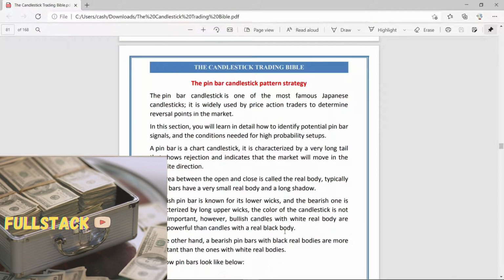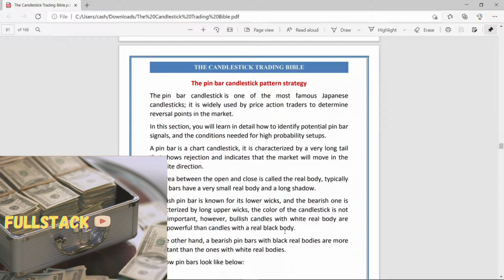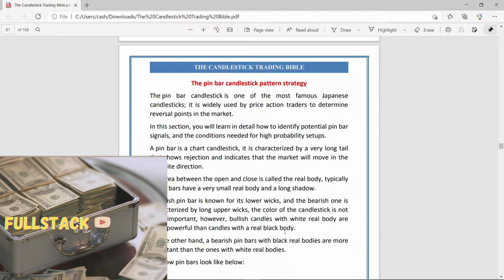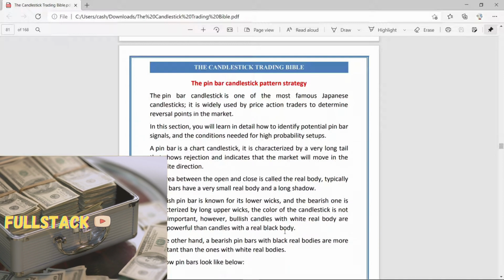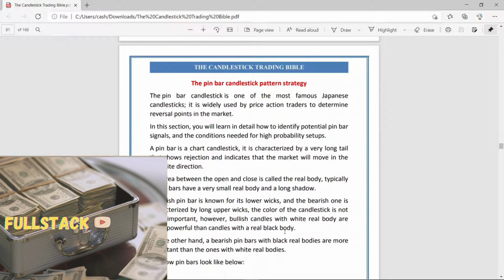So we've got the pin bar candlestick pattern strategy. The pin bar candlestick is one of the most common Japanese candlesticks. It's widely used by price action traders to determine reversal points in the market. In this section, you're going to learn in detail how to identify potential pin bar signals and the conditions needed for higher probability setups.